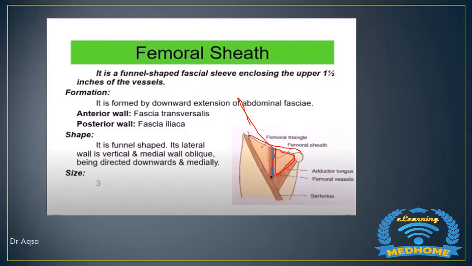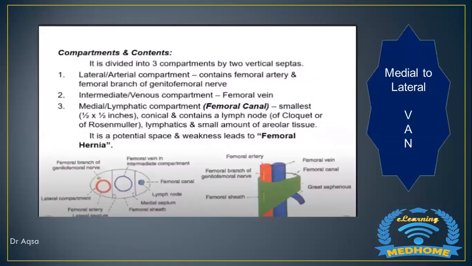Now, what does this femoral sheath contain? It contains three things: the femoral canal, the femoral artery and the femoral vein. It is divided into three compartments by two vertical septa. So if you look, this whole is the femoral sheath, and it has three contents in it. One is the femoral canal, the other is the femoral artery, and in the middle is the femoral vein.